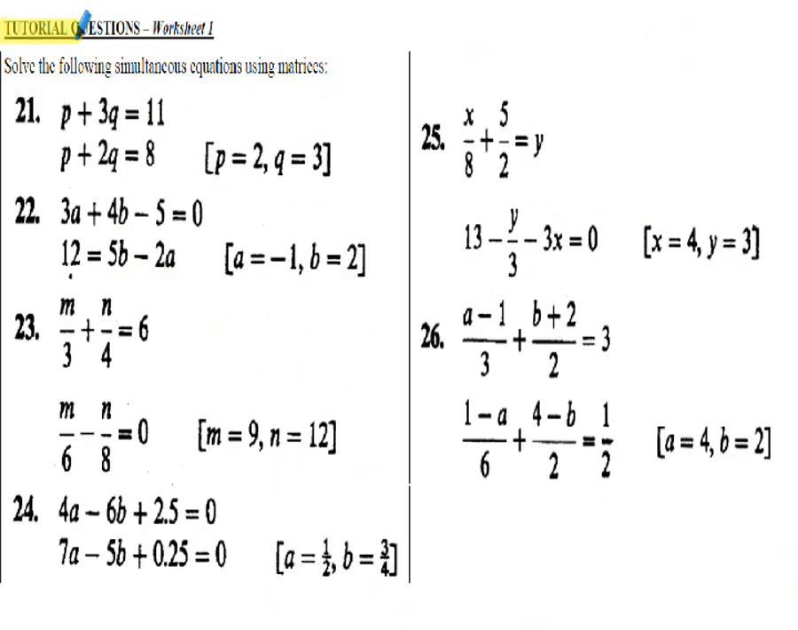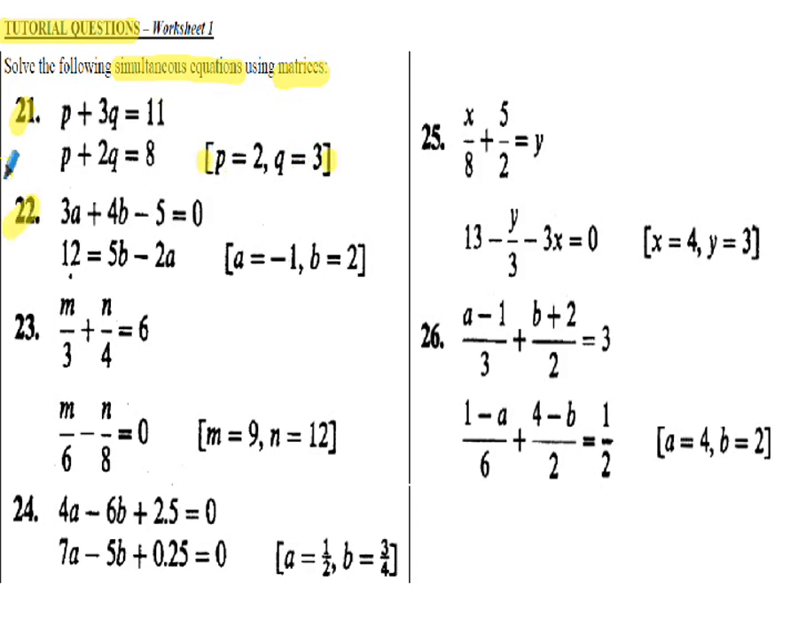Here are some tutorial questions related to the solution of linear simultaneous equations using matrices. In question 21, we've got two unknowns, p and q. The equations are already stated in the correct format. We've got the p and q terms on the left-hand side and the constant on the right-hand side. So that's a direct solution as shown in the previous example. Answers are shown in the square brackets.